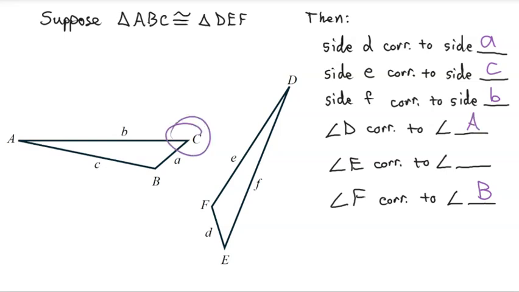And therefore, C must be the middle angle, and E is the middle angle. So angle E corresponds to angle C. Okay, let's try another example.